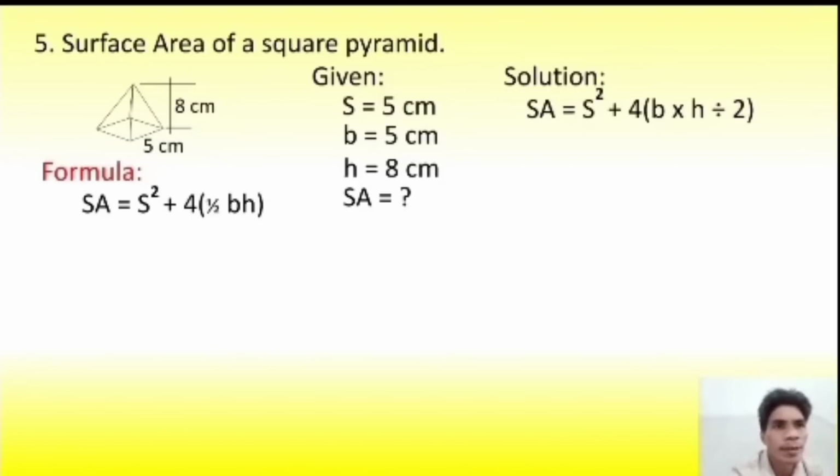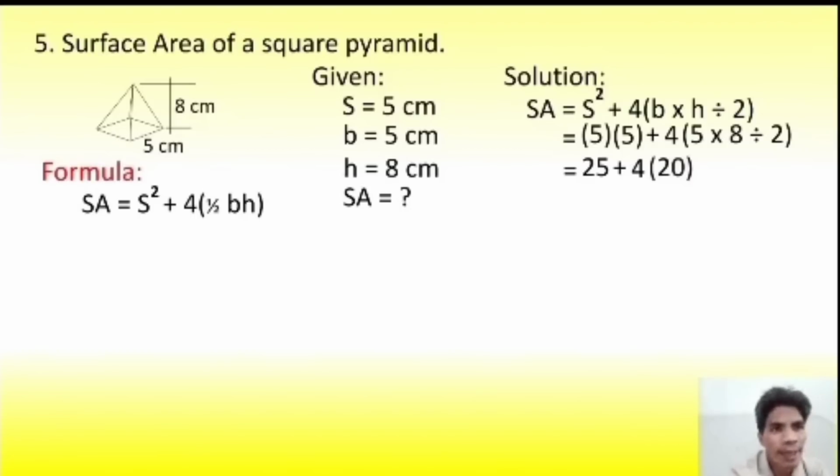SA equals S squared plus 4 base times height divide 2 equals the side is 5 times 5 because squared, then plus 4 base times height divide 2. The base is 5 times 8 na height, then divide 2. Then equals 5 times 5, 25, then plus 4, 5 times 8 divide 2 is 20.